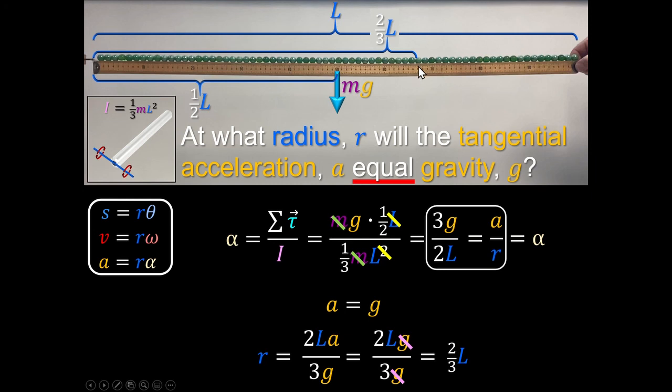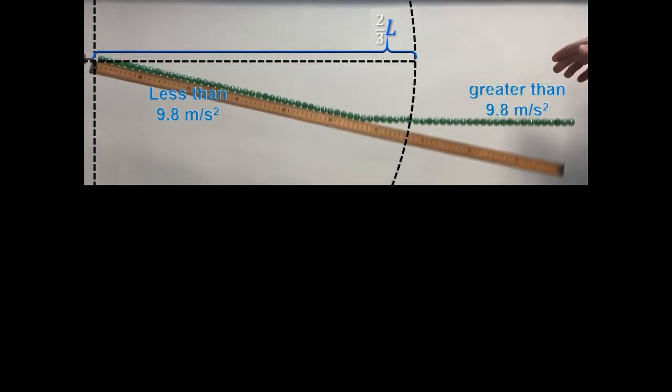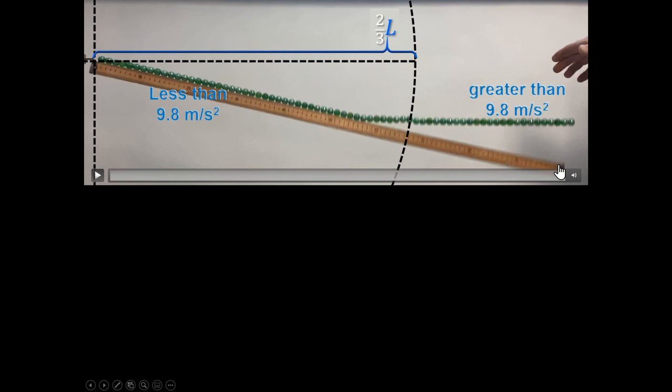So at 66.6 repeating centimeters, that place is going to fall as fast as gravity, which means places further out are going to be falling faster than gravity, and the meter stick closer in is going to be going slower than gravity. So when I drop this from this end, these balls here are not attached to it. They're just going to want to fall as fast as gravity. So they just fell as fast as gravity right there, and we can see that it got further away there.